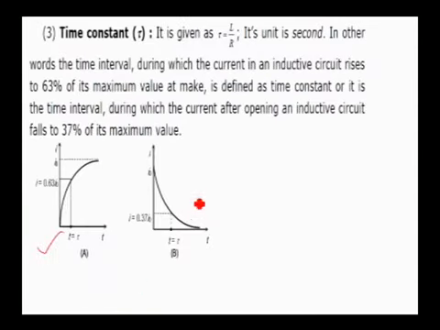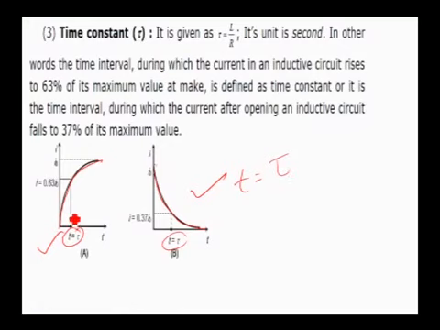These are the two graphs as I explained in the previous case. Look at the exponential increase of current when the key is closed. Look at the exponential decrease of current when the key is open. And we have defined one more term, which is called the time constant, indicated by the symbol tau. What is this time constant?